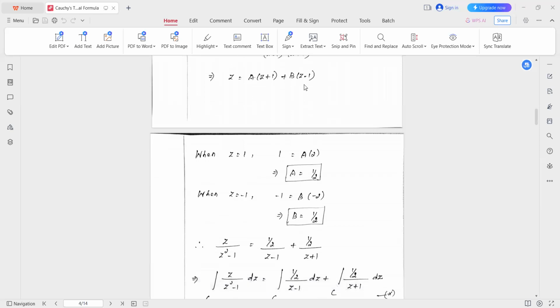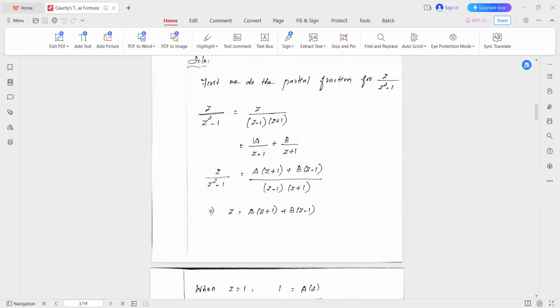So when z equal to 1, b will vanish, we get the value of a. When z equal to minus 1, a will vanish and we get the value of b. So we get the value of a as 1 by 2 and the value of b as 1 by 2. So next, we are substituting the value of a and b in this place.